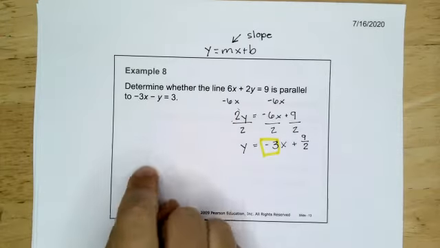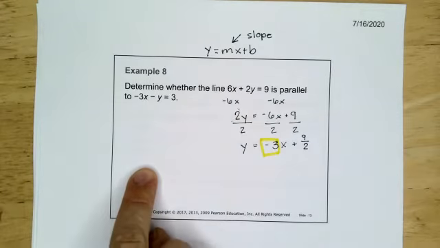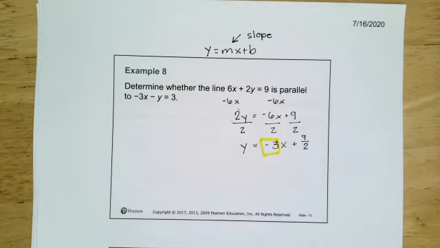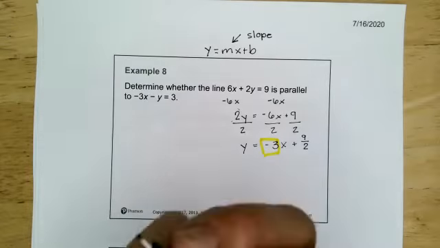If this slope is also -3, they are parallel. If it's +1/3, they're perpendicular. If it's any other number, they are not parallel nor perpendicular.